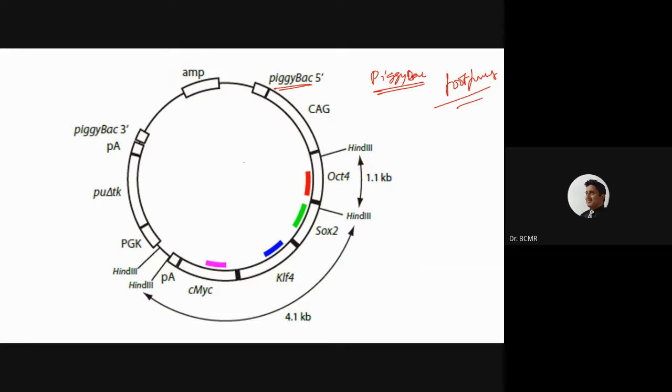So what they have done in this particular vector is they cloned OCT4, followed by SOX2, followed by KLF4, followed by c-MYC. Instead of giving 4 different viruses and infecting one target cell, they have taken all the genes together like this. And then they have used a CAG. This is a promoter and polyadenylation tail. I hope you remember that eukaryotic mRNAs have a poly A tail on the 3' end.